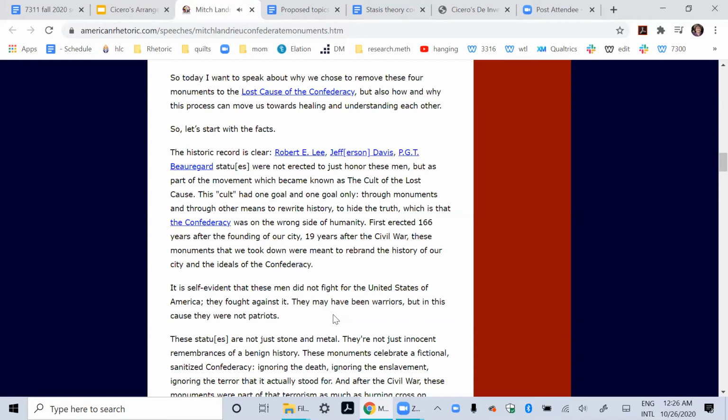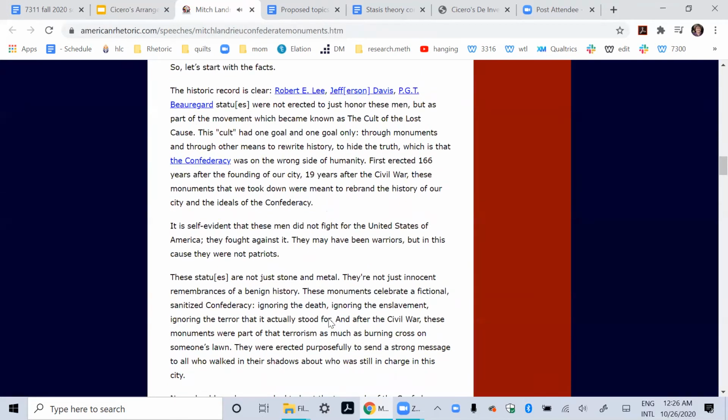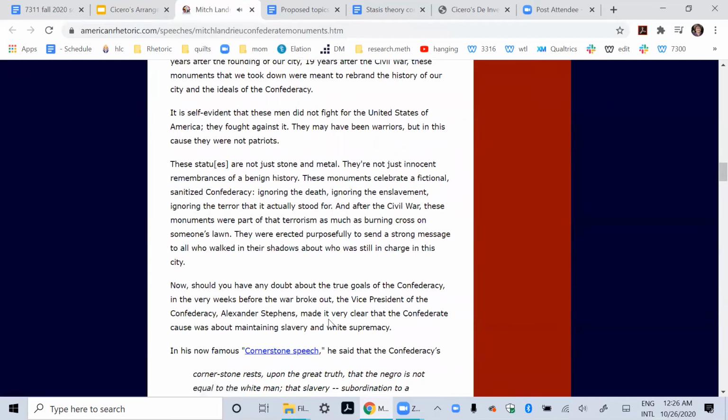These statues are not just stone and metal. They're not just innocent remembrances of a benign history. These monuments celebrate a fictional, sanitized Confederacy, ignoring the death, ignoring the enslavement, ignoring the terror that it actually stood for. And after the Civil War, these monuments were part of that terrorism, as much as burning a cross on someone's lawn. They were erected purposefully to send a strong message to all who walked in the shadows about who was still in charge in this city.